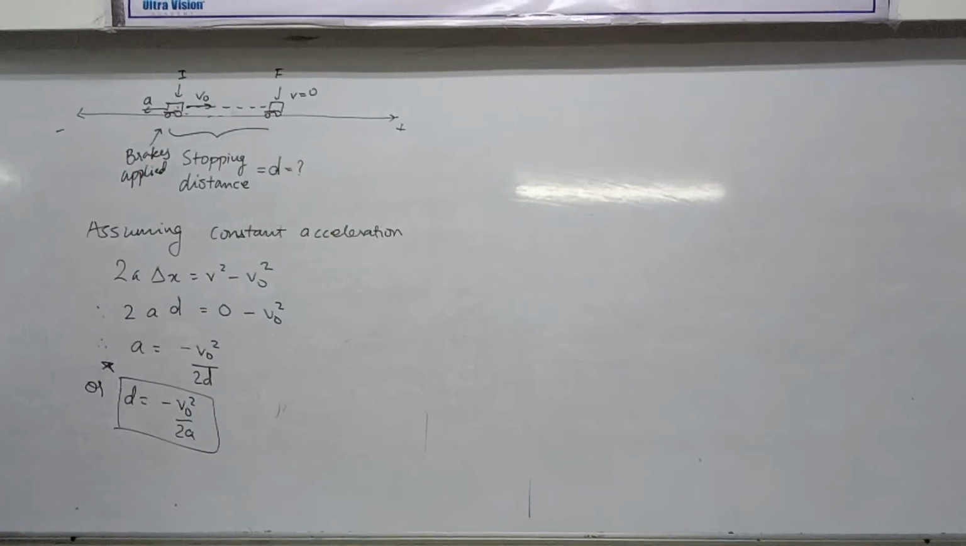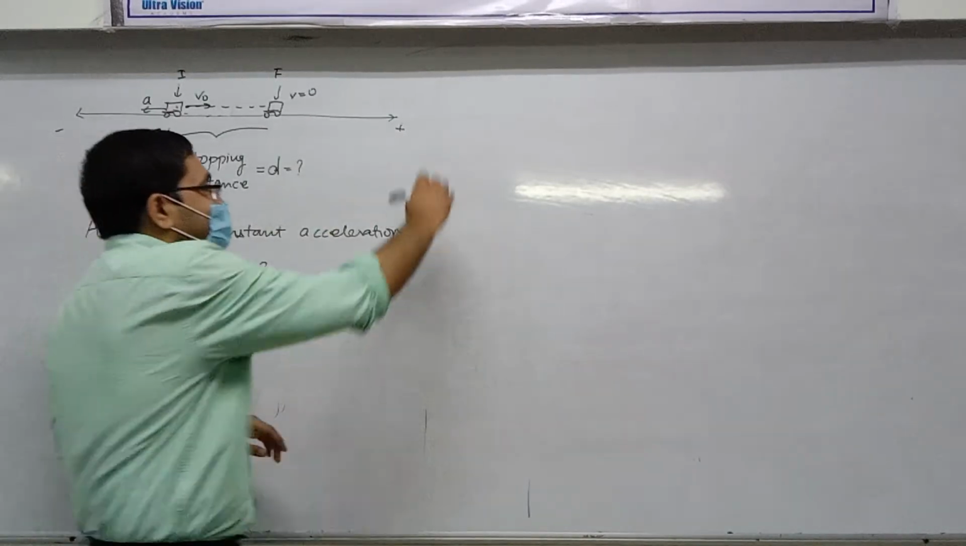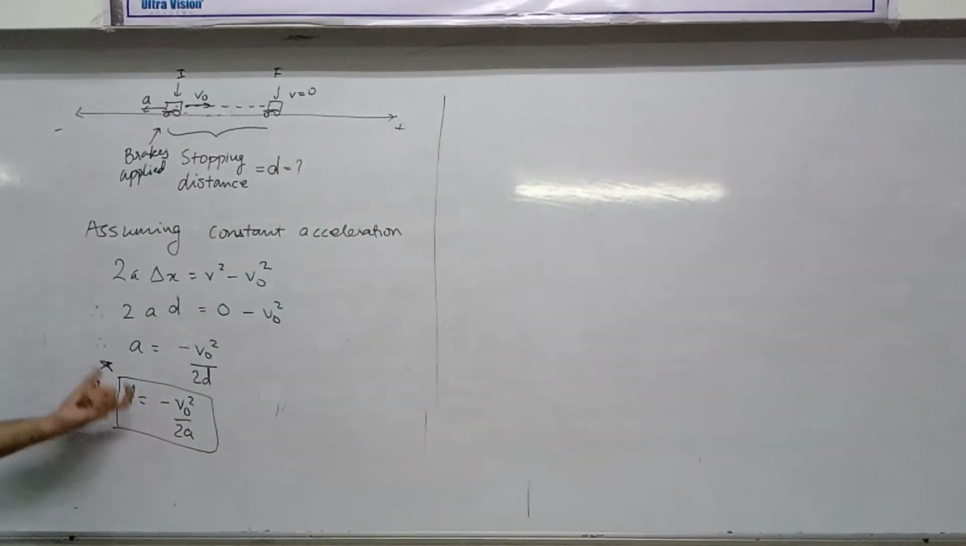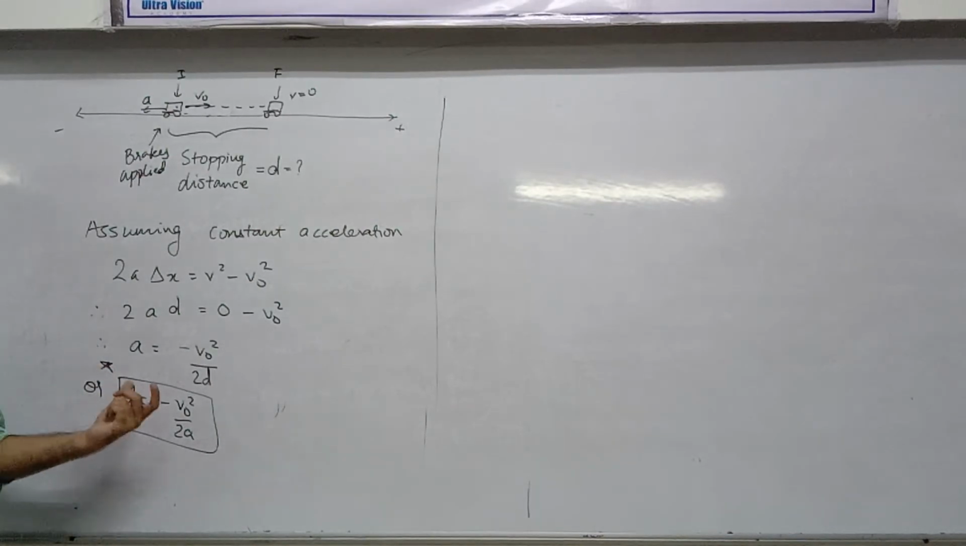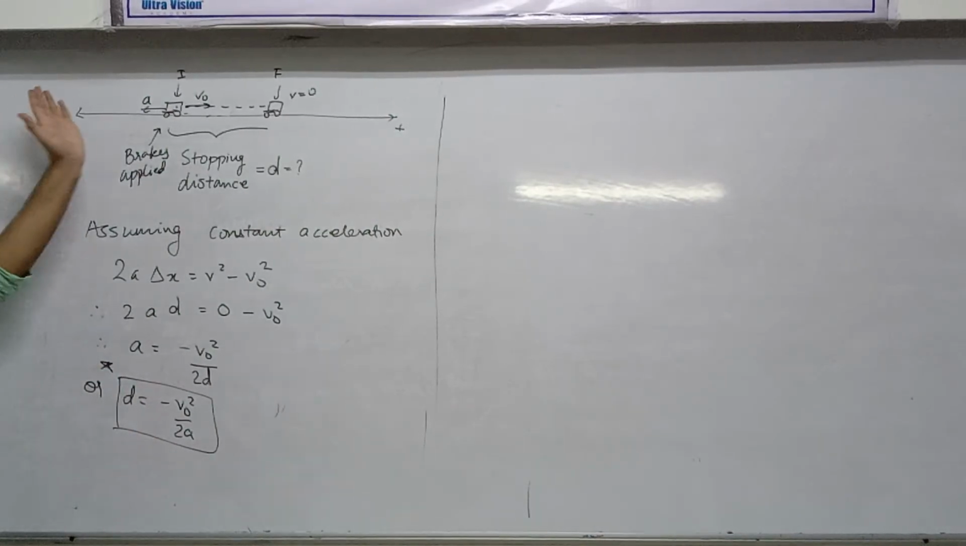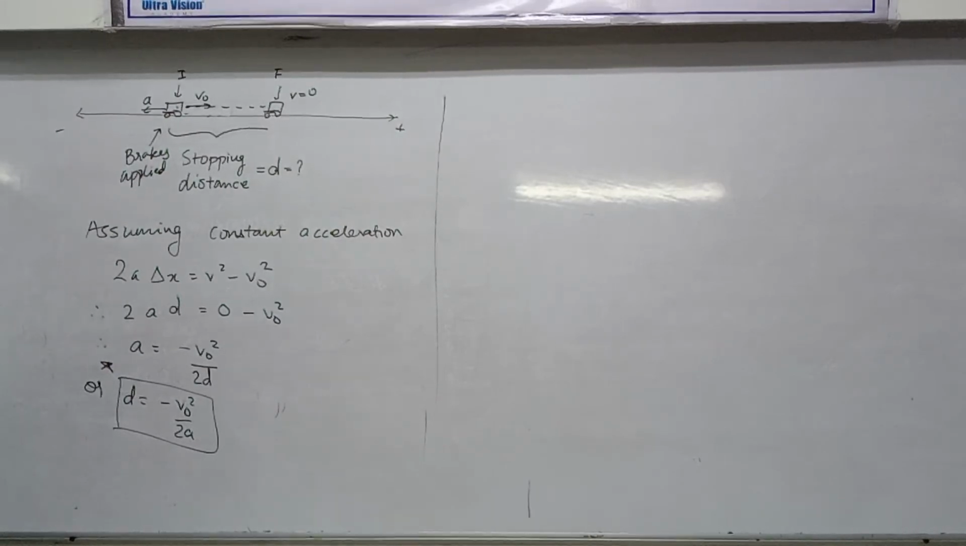Right? Let's do an example. So this is basically the distance in which it would stop. This is the distance in which the vehicle would stop. Clear? Okay. Let's go to the exercise question. That's the topic by the number. This is example 3.7.